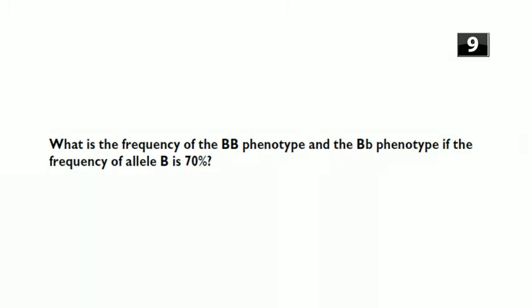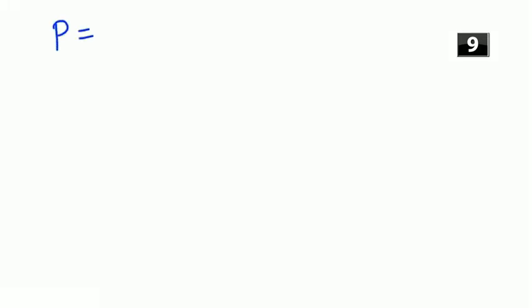In question number 9, we're looking for the frequency of the dominant homozygote, big B, big B, and the frequency of the heterozygote, big B, little b. And we're given that the frequency of allele big B is 70%. So basically, with that knowledge, you know that the frequency of the little b allele has to be 30%. We're letting p equal big B, so that's 0.7, and that means q equals 0.3 because p plus q equals 1, right? So you start there.